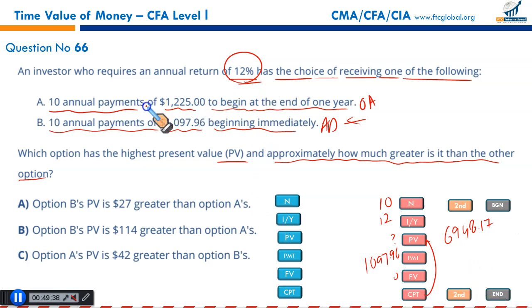Now try to solve this, the first part, the A annuity. 10 payments. Each payment is of 1225.